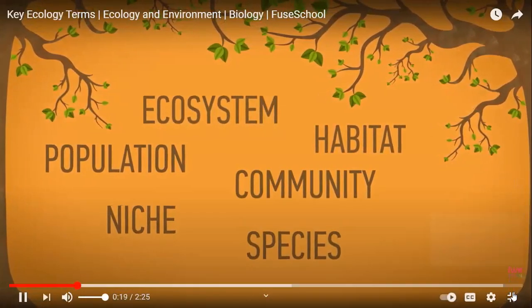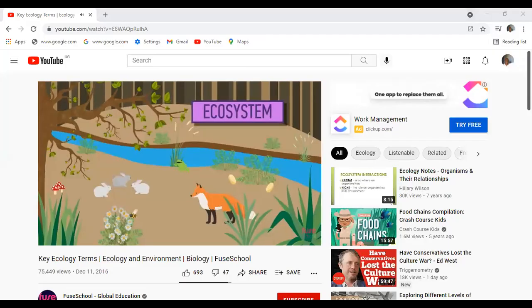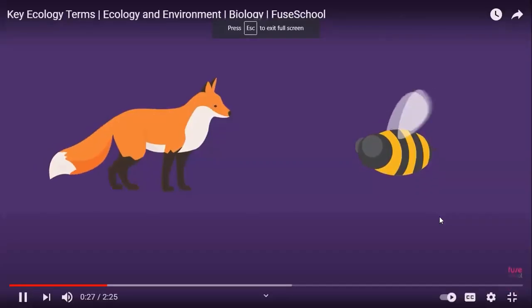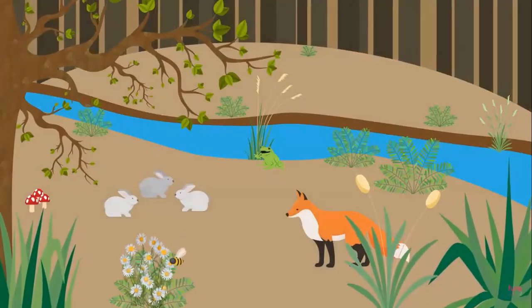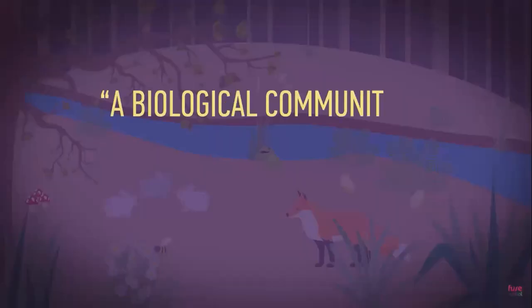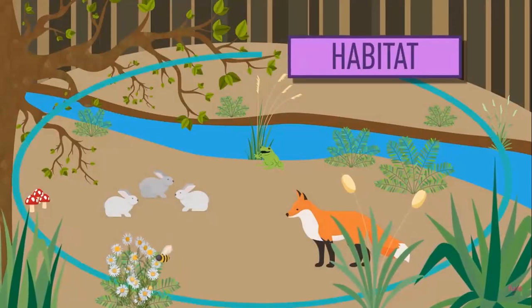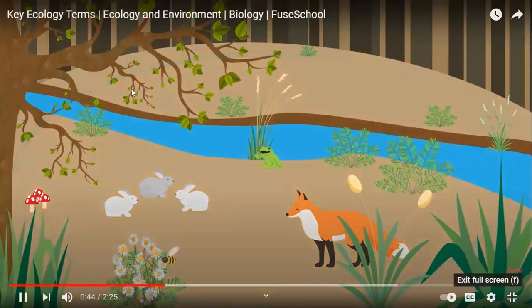Let's start by looking at the whole thing, the ecosystem. An ecosystem is made up of all the communities that live in it, every single organism from big to small, and lots of environmental factors like sunlight, shade, the woodland, streams, and other things. An ecosystem is defined as a biological community of interacting organisms and their physical environment. A habitat is an area or environment in which an organism naturally lives. So the woodland in this example.